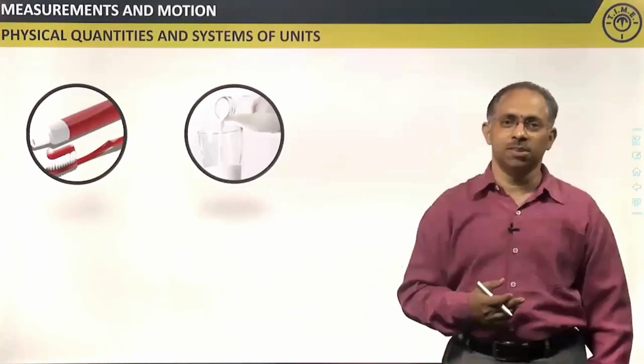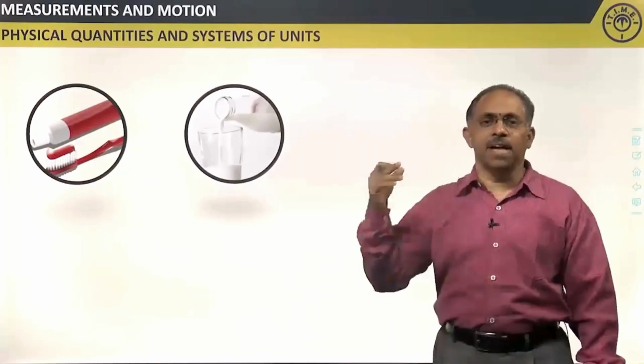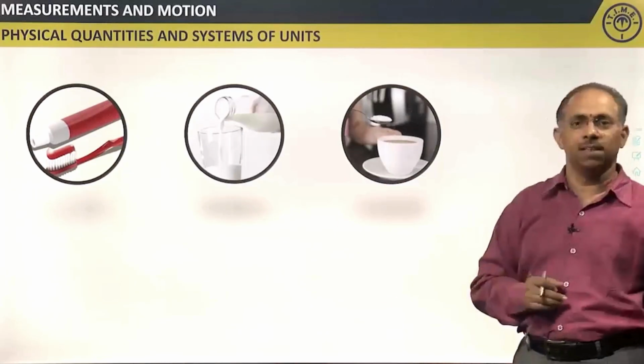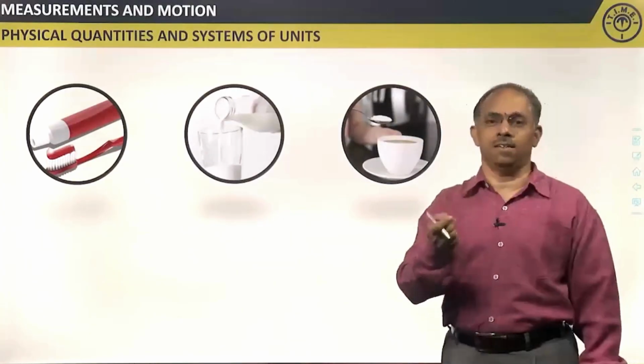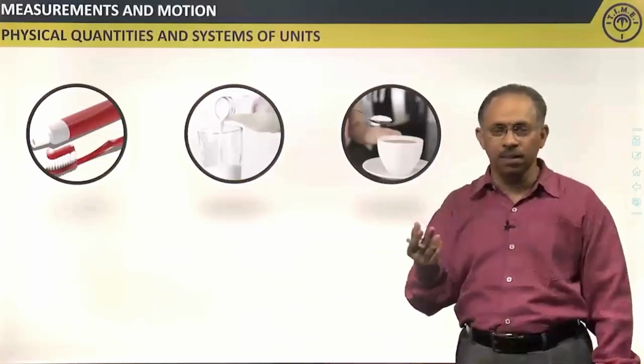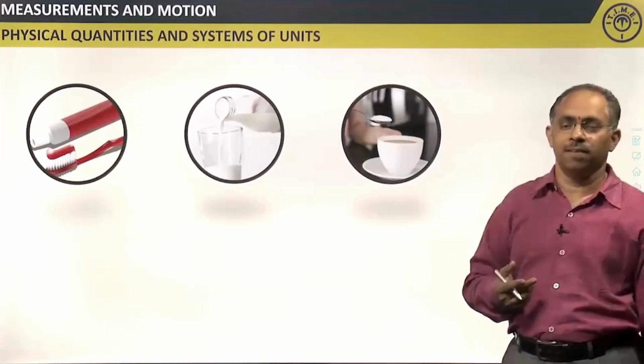Or let us suppose you are not taking milk, you wanted to have a cup of coffee or tea, then the amount of sugar you are putting in the cup of coffee or tea, that also you will measure, 1 spoon or half spoon or 2 spoons, 1.5 spoon, something like that. So, this is also you are measuring it, right.